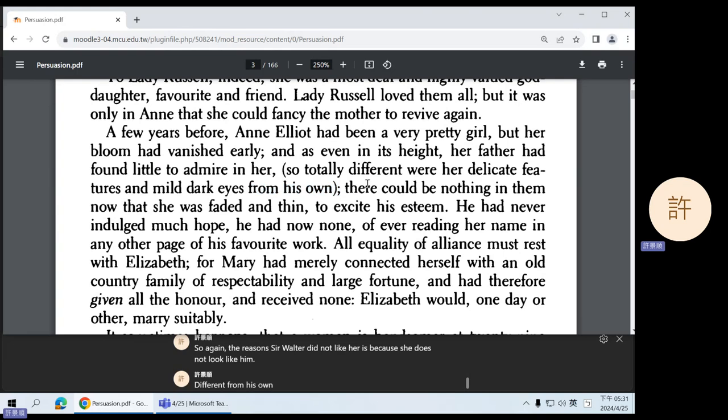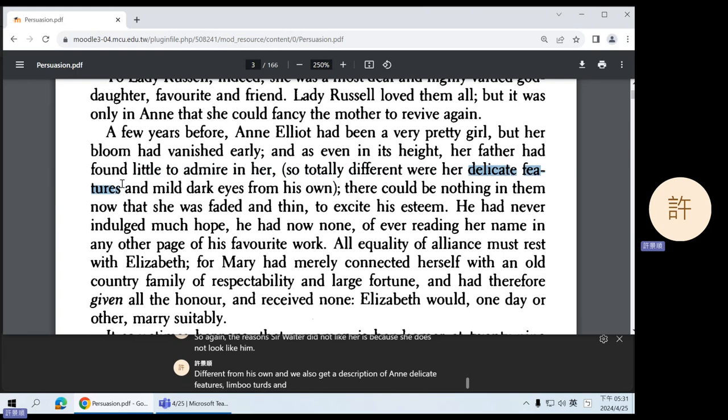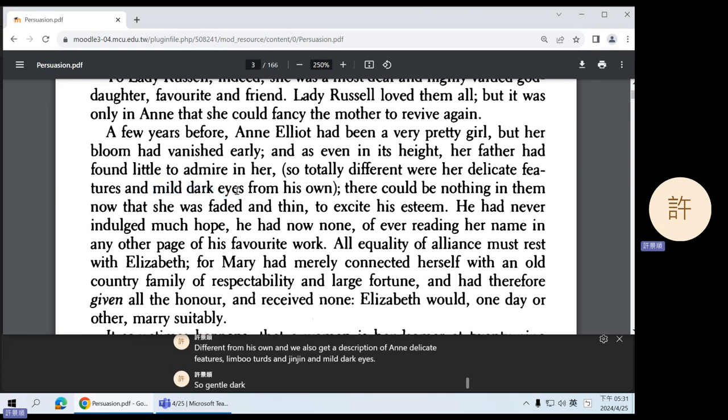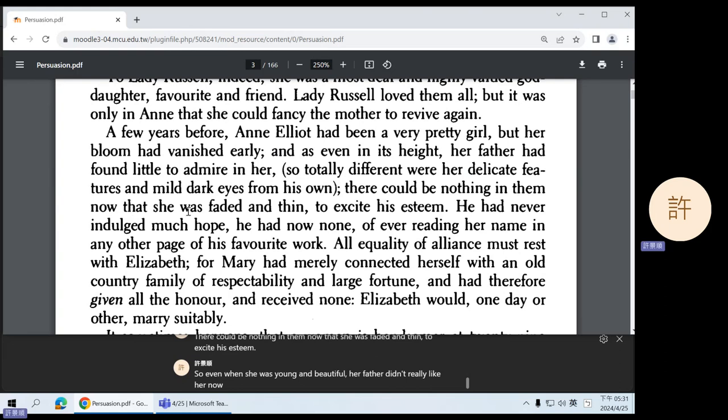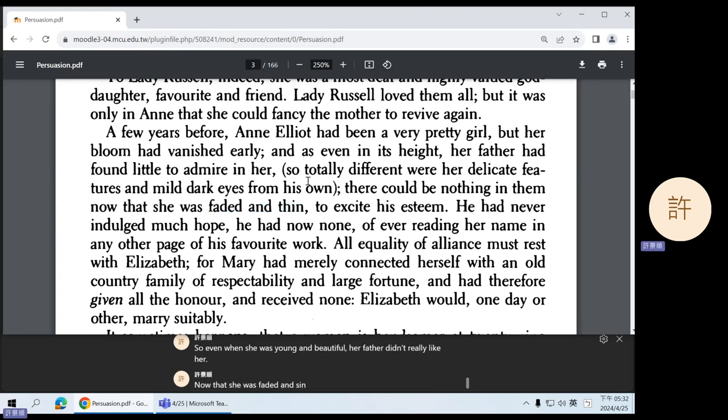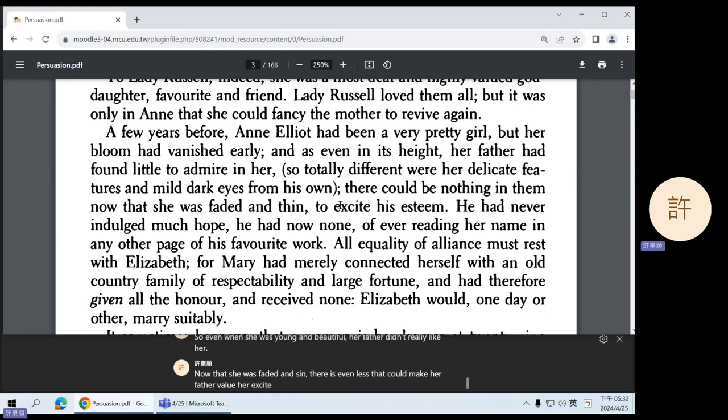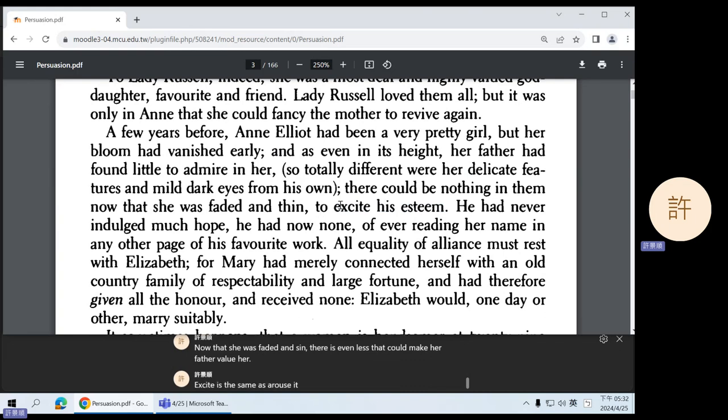Different from his own. And we also get a description of Anne. Delicate features, 脸部特征很精致. And mild dark eyes. So gentle, dark, like probably brown eyes. There could be nothing in them now that she was faded and thin to excite his esteem. So even when she was young and beautiful, her father didn't really like her. Now that she was faded and thin, there's even less that could make her father value her. Excite is the same as arouse. It means to awaken, 唤醒. Esteem means a value.